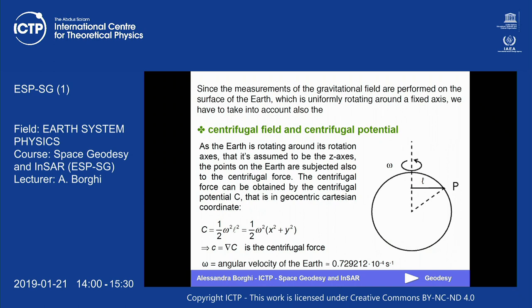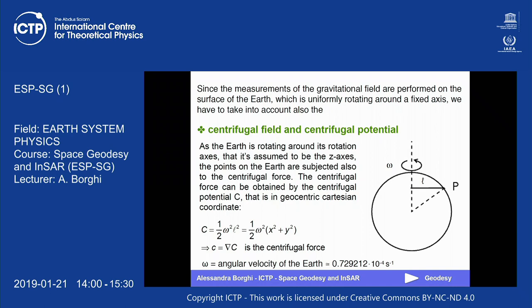Now the Earth rotates around an axis that we call the zeta axis. All the measurements that we are going to do are on a body that is rotating. So we have to take into account also the centrifugal field and the centrifugal potential, the centrifugal force.